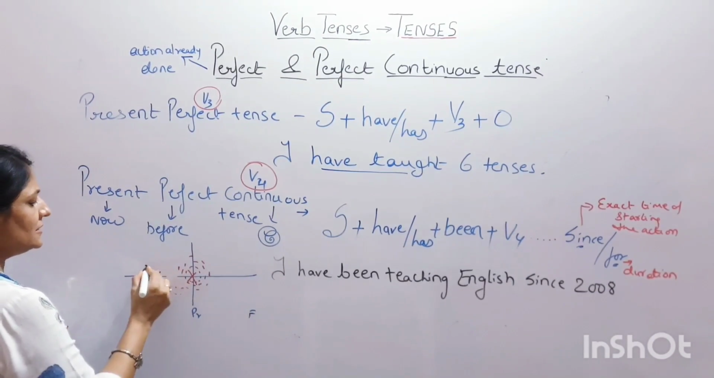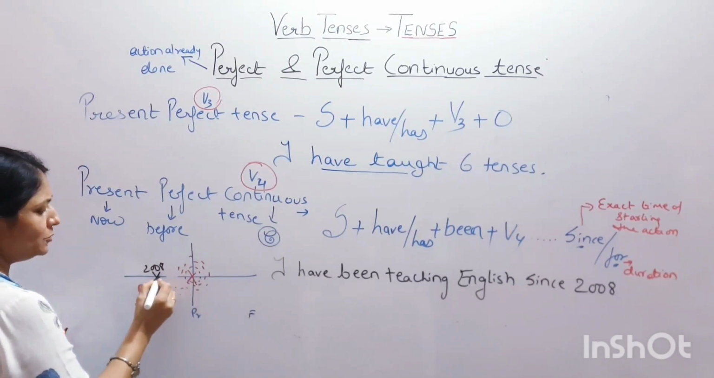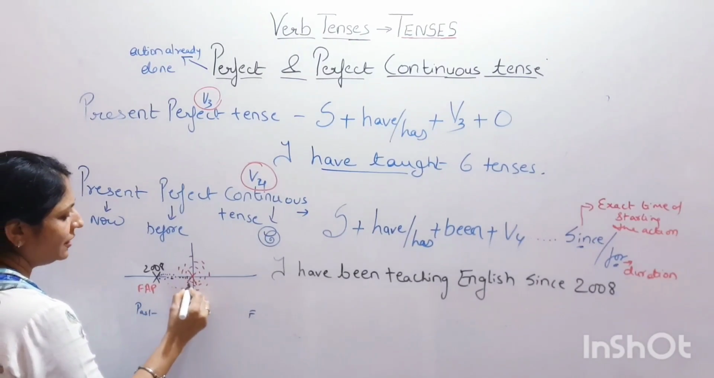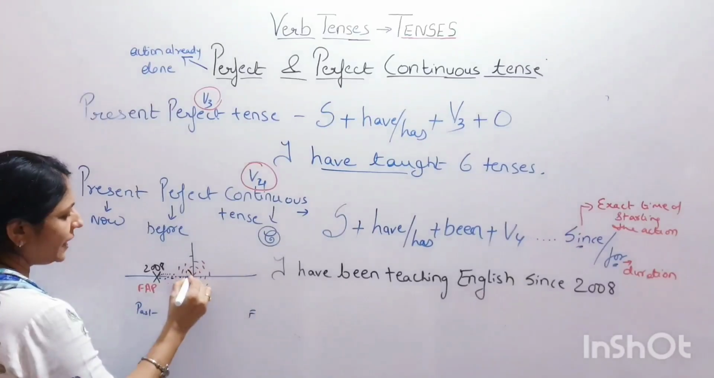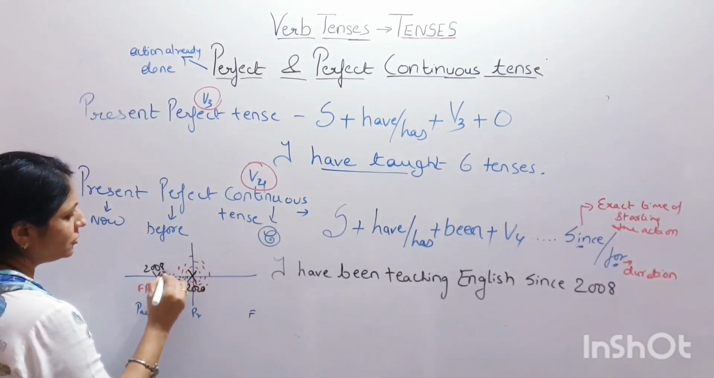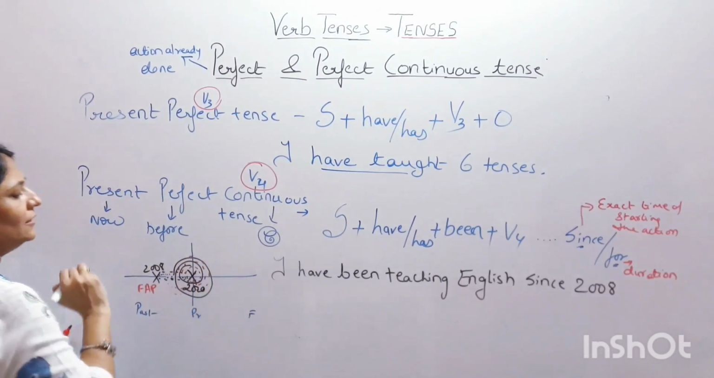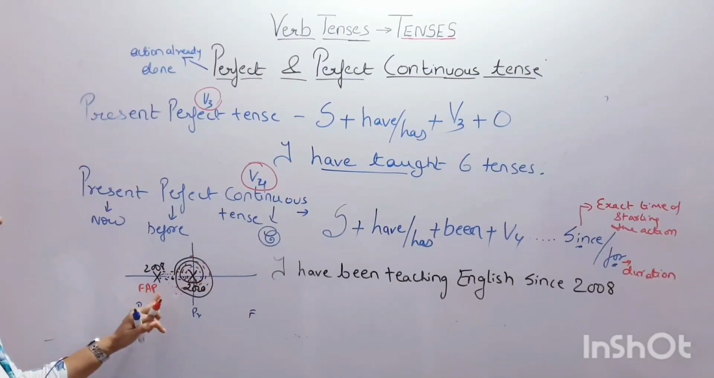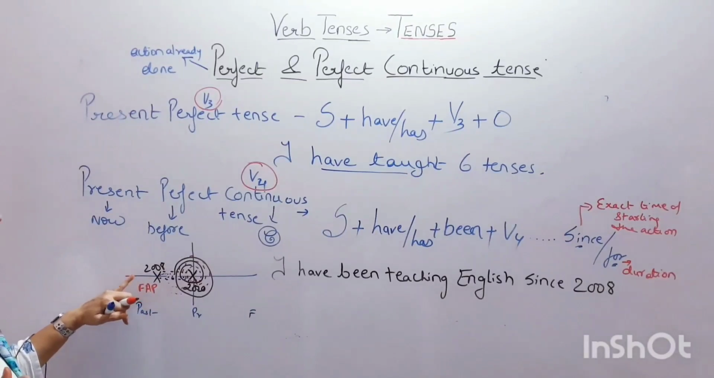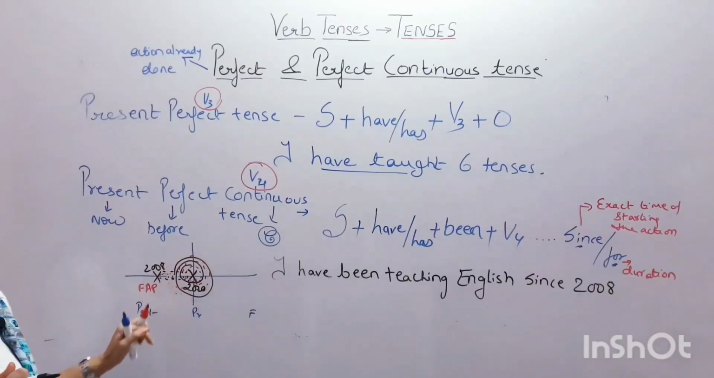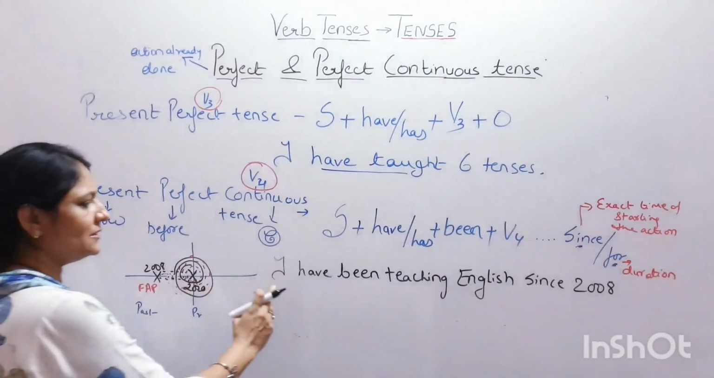Let's consider this as 2008. From 2008 I started teaching. I am teaching and this is 2020, and till now my action of teaching is in continuation. It is continuous and continuous. This means the action of teaching English by me started in 2008. It is in continuation since then, and it is right now in 2020 also in continuation. So this is the example.